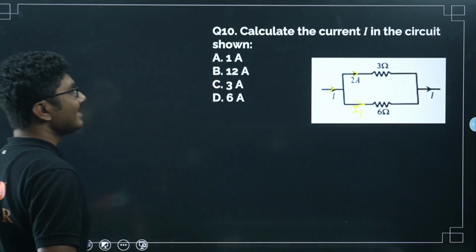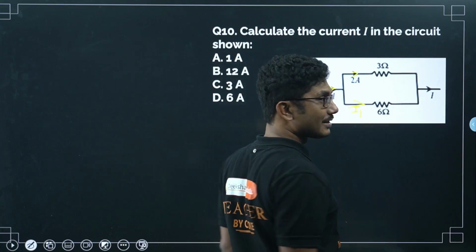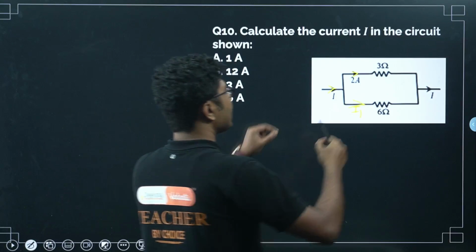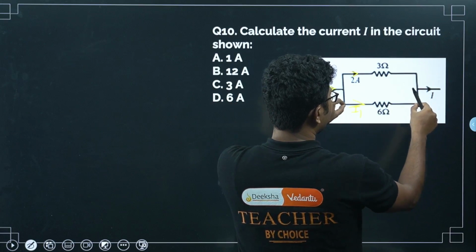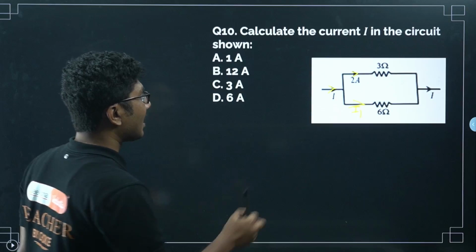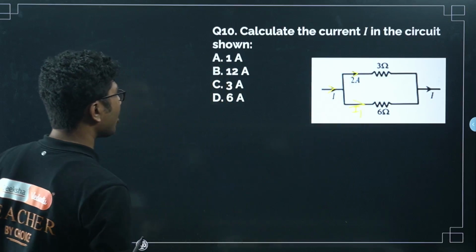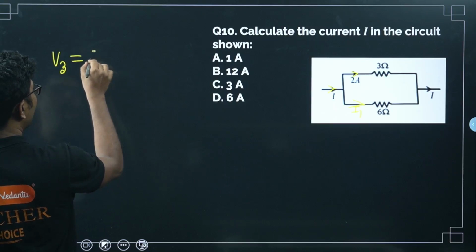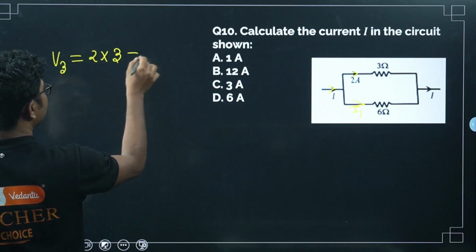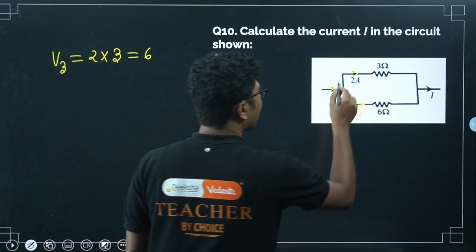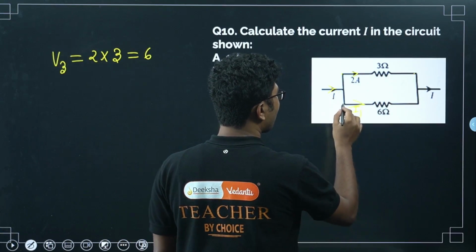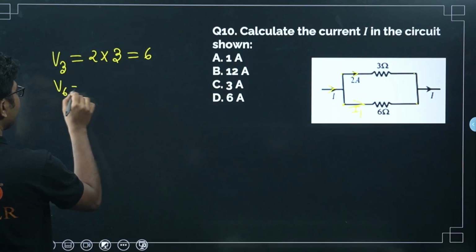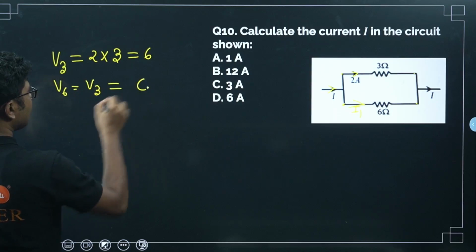Now the other thing given is that these two resistances are connected in parallel. In a parallel combination, voltage remains constant. So whatever voltage drop is across this resistance, the same voltage drop should be across this resistance as well. The voltage drop across the 3 ohm resistance is given by the current through it, 2 ampere, into the resistance of 6 volt. Sorry, 6 volt is the voltage drop across this resistance. The same voltage drop should be across this resistance, so V6 should also be equal to V3 because they are connected in parallel. So it will be 6.